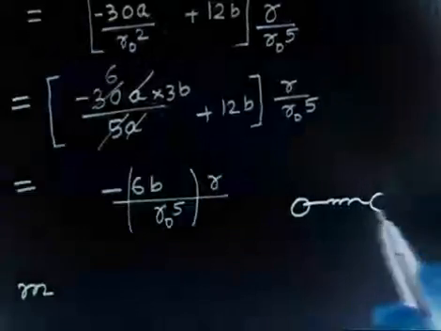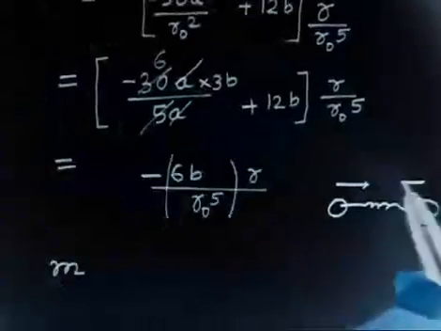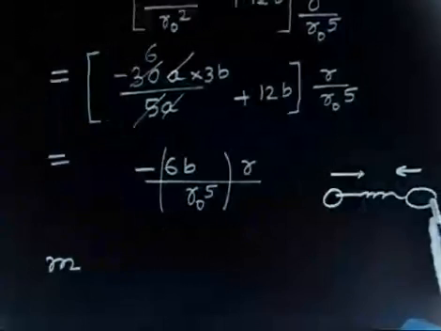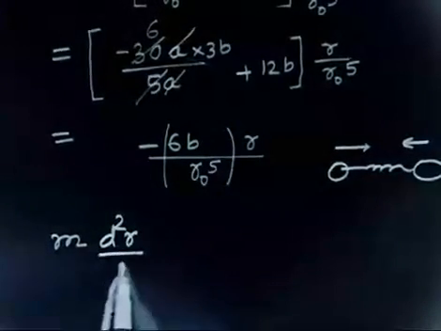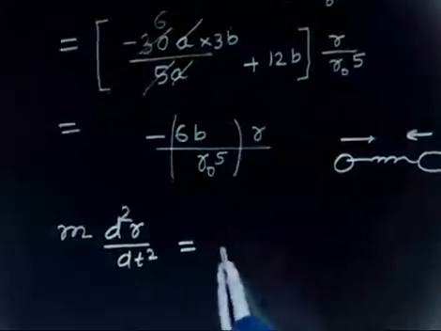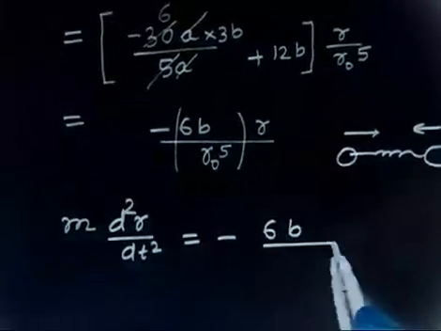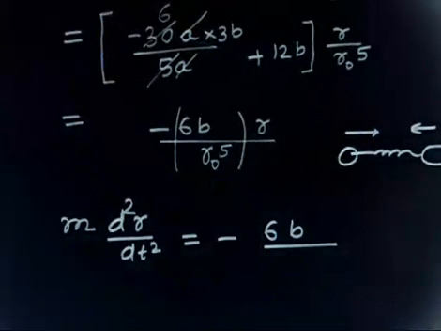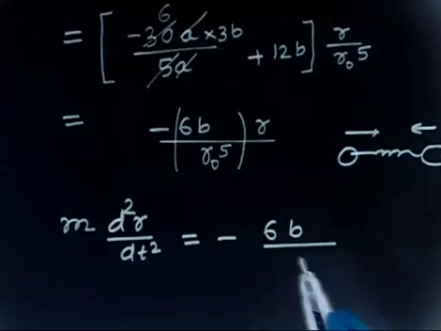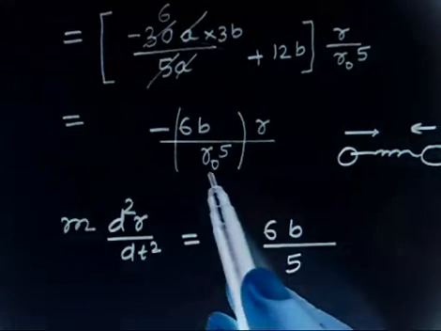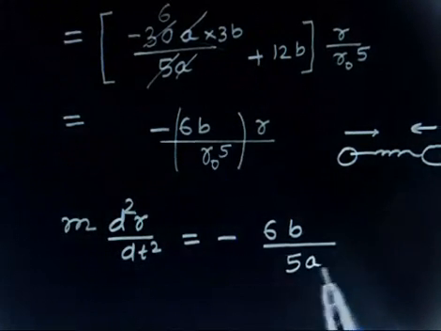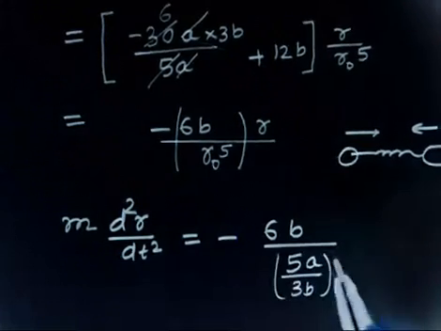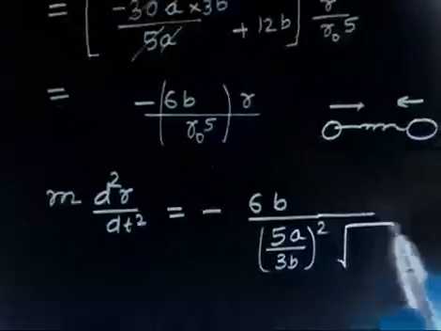So either you can consider this molecule or you can consider this molecule, because the same force is acting on this molecule as on this molecule. So force is equal to mass times acceleration. Acceleration will be d2r by dt square. This is equal to minus 6b r naught to the power 5, and the value of r naught is given as 5a by 3b. So r naught to the power 5 is written as r naught to the power 4, that is (5a by 3b) whole square, into under root 5a by 3b.